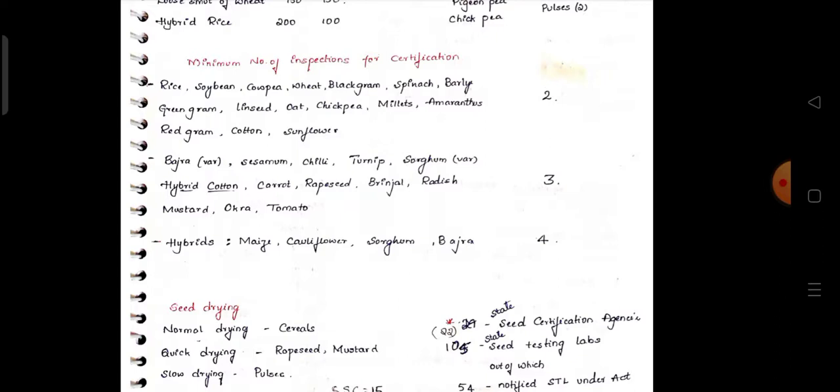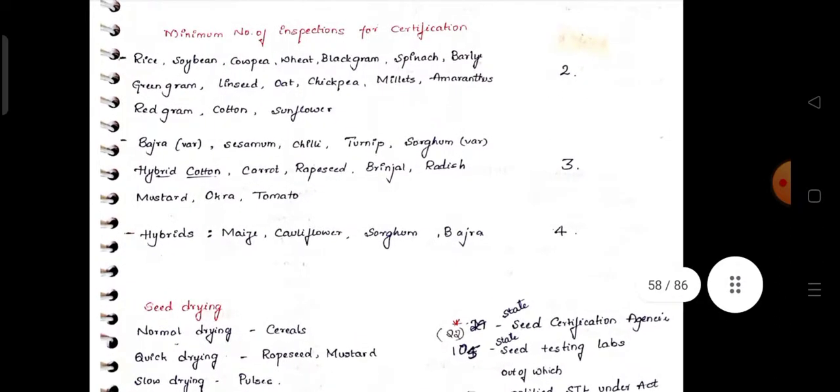For cross-pollinated and some of the often cross-pollinated crops like bajra, sesame, chili, turnip, sorghum, hybrid cotton, carrot, rapeseed, brinjal, radish, mustard, okra, tomato, three inspections are required. For hybrids like maize, cauliflower, sorghum, bajra, four inspections are a must.